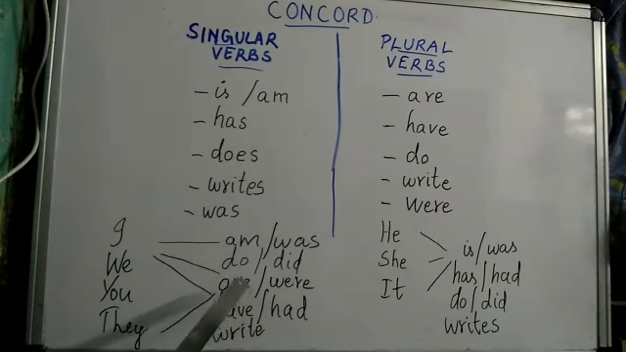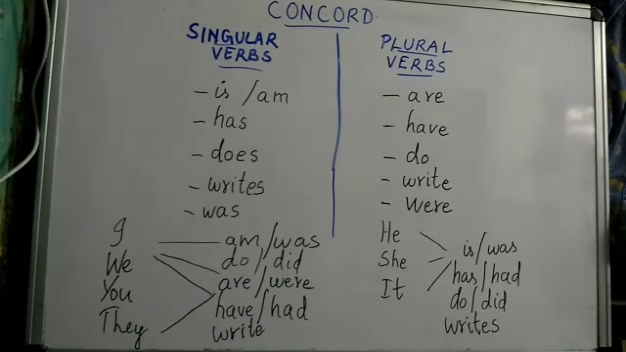And the same way we'll see have verbs. I have, we have, you have, they have. Past tense, no problem, for everyone the same. But now the verb write: I write, we write, you write, they write.